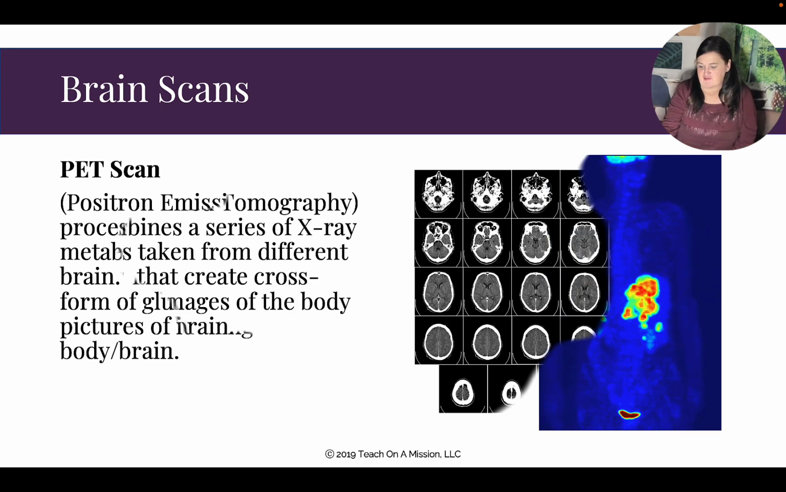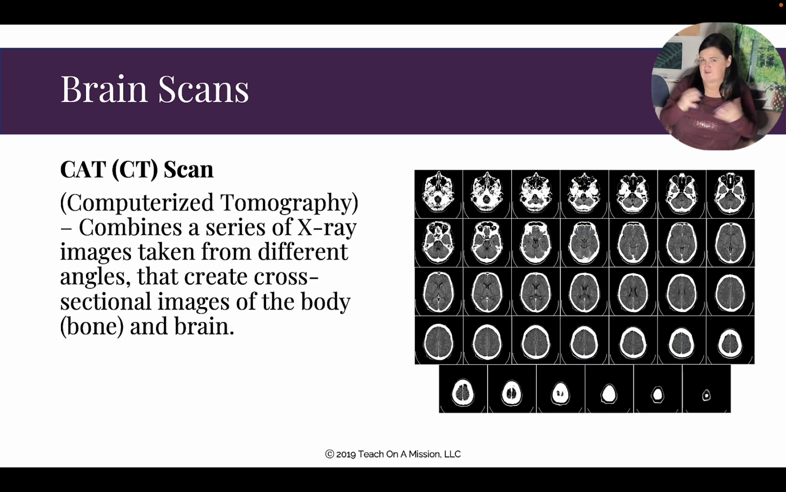Okay, the next one is a CT scan or CAT scan. I'm sure you've heard of the CAT scan, which stands for computerized tomography. This is the one that combines a series of X-ray images taken from different angles. So you have X-ray images and a computer, and it takes these sort of slices, right? It has this fancy X-ray ability to see cross-sections or different slices of the brain or the body or whatever it is that it's looking at.